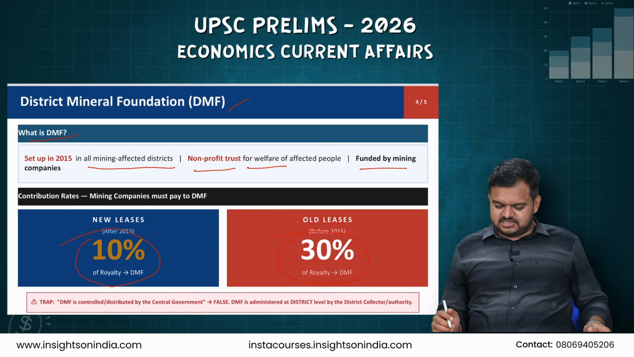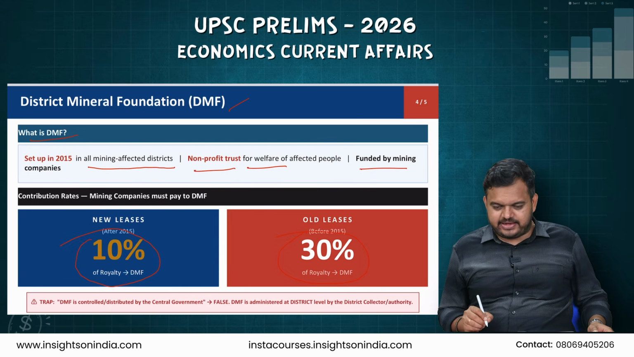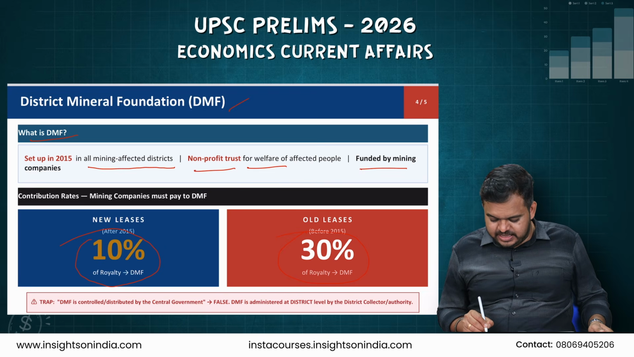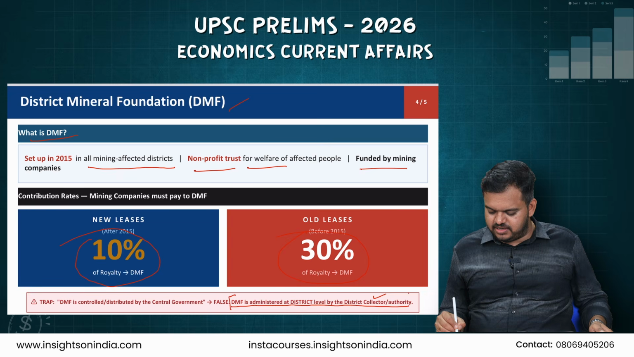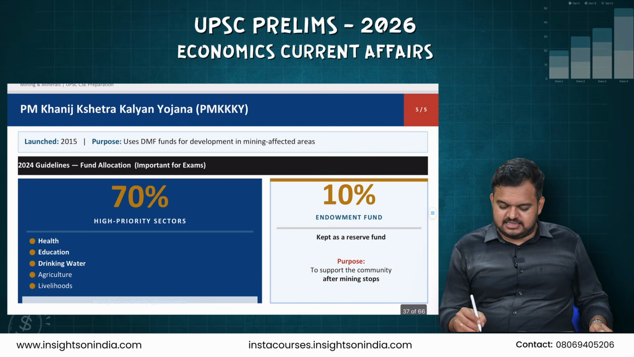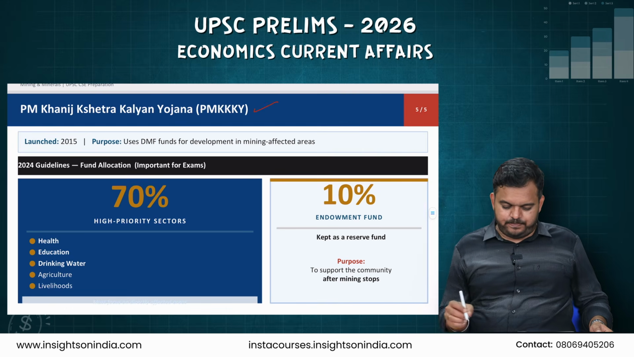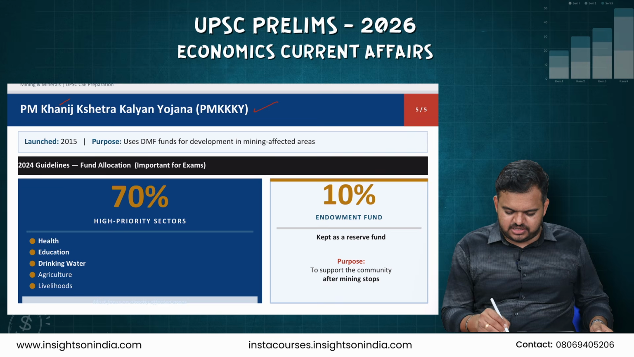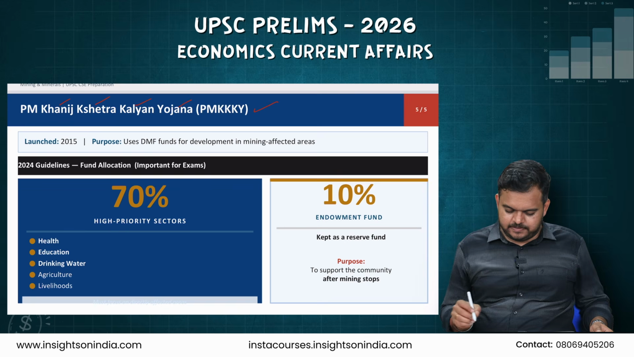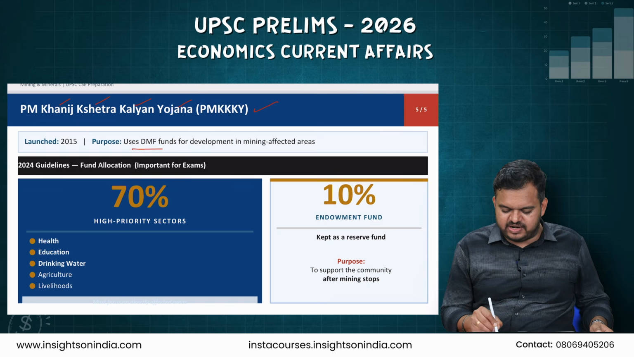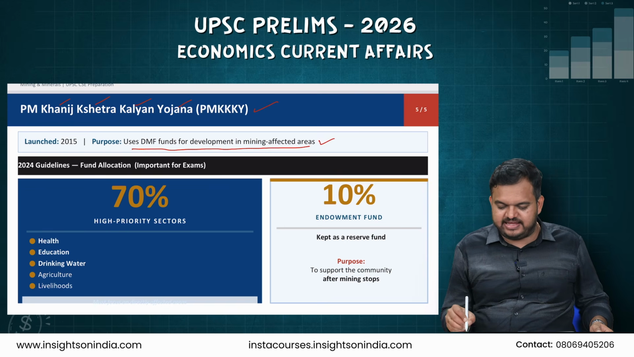So, who administers this DMF? There can be a catch. UPSC can focus on these things as well. DMF is administered at district level by the district collector. Right? It is under the exclusive jurisdiction of your district collector. That's about DMF. There is a dedicated scheme, Pradhan Mantri Kshetra Kalyan Yojana. Right? What is the purpose? It uses DMF funds for development in mining affected areas.